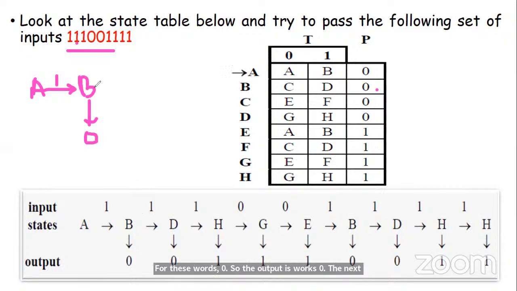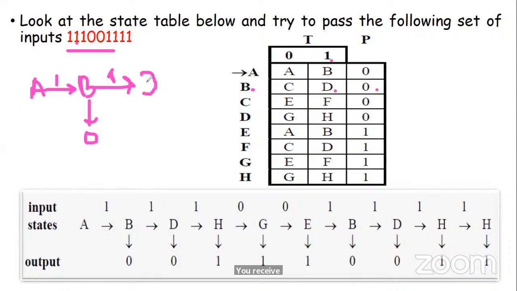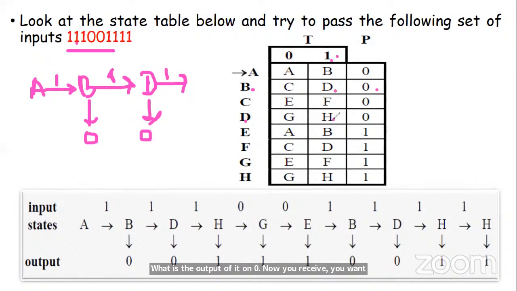The next one, you're on B. You receive the next one. What state does it take you to? You're on B. You receive a 1. Move to D. Now, what is the output alphabet on D? 0. Now you are on D. You receive a 1. You go to where?